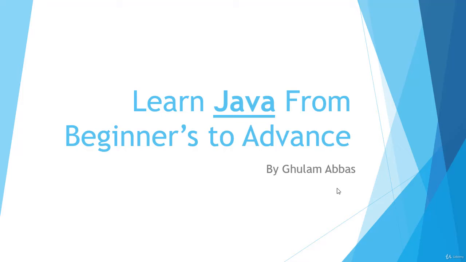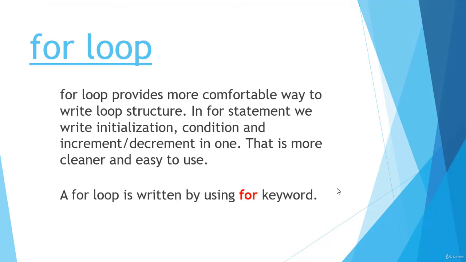Hello and welcome back to this course. Today we are going to discuss the for loop in this video. A for loop provides a more comfortable way to write a loop structure. In the for statement, we write initialization, condition and increment or decrement in one line. That is cleaner and easier to use.